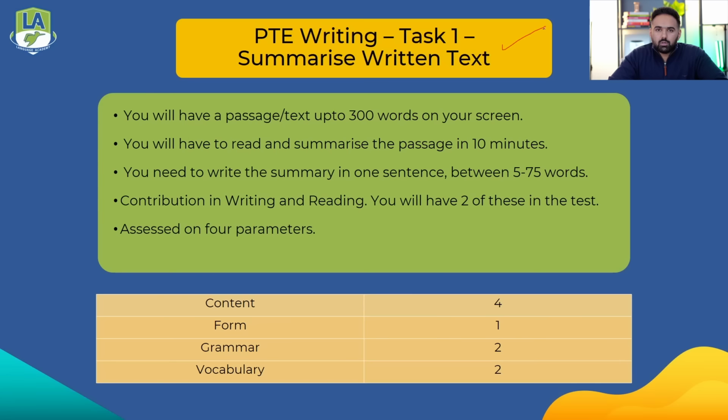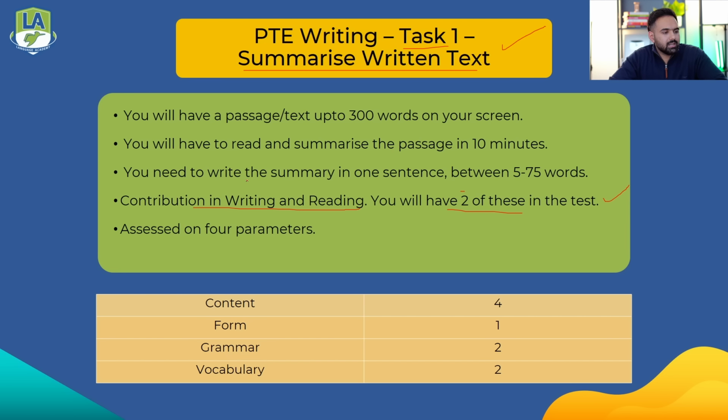Alright, as you can see on your screen, summarize written text is the first task of the writing module. This is going to give you points in reading and writing. You'll have 2 of these in your test. Earlier students used to get 1, 2 or 3. Now this is fixed by PTE. You'll get 2 of these.